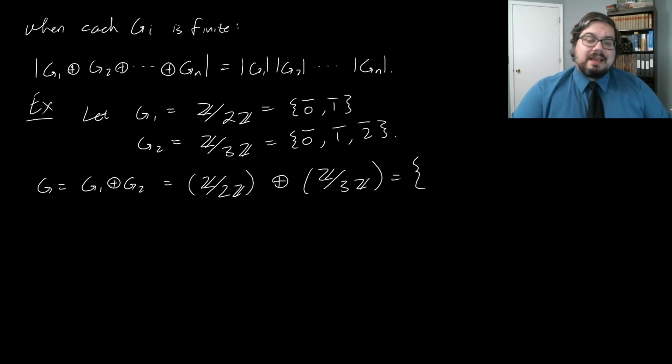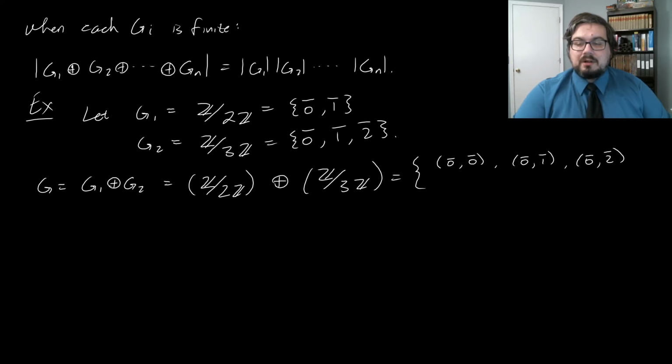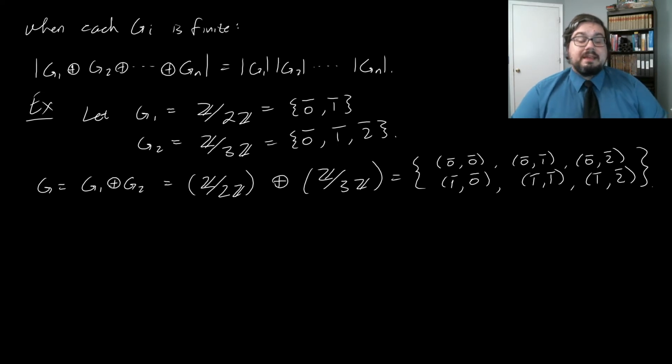And we can actually, in this case, list out all of the elements. The order of G1 is 2, and the order of G2 is 3, and so we should have 6 elements here. And we do, exactly. We have (0 bar, 0 bar), (0 bar, 1 bar), (0 bar, 2 bar), (1 bar, 0 bar), (1 bar, 1 bar), and (1 bar, 2 bar). So there are 6 elements to this group, and let's look at what some of the operations on this look like.